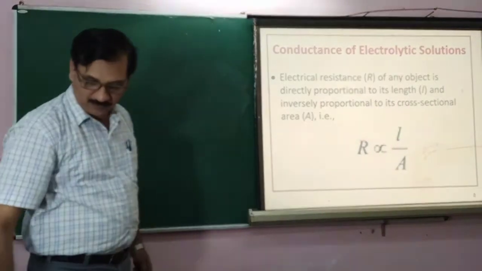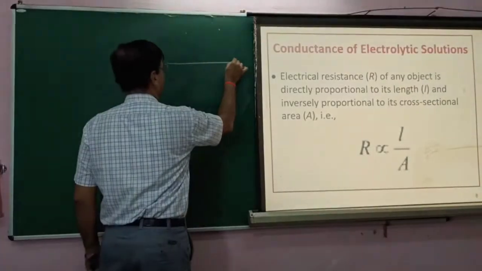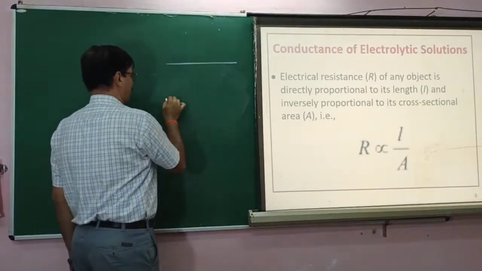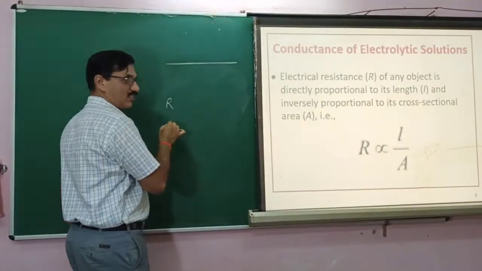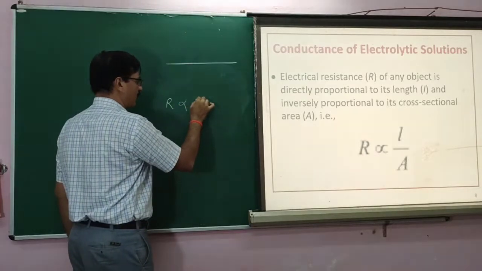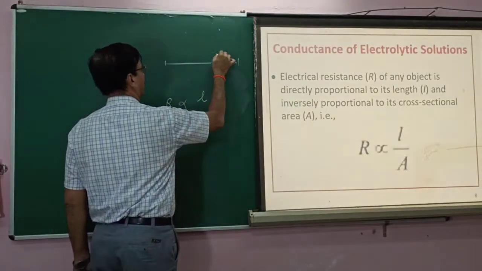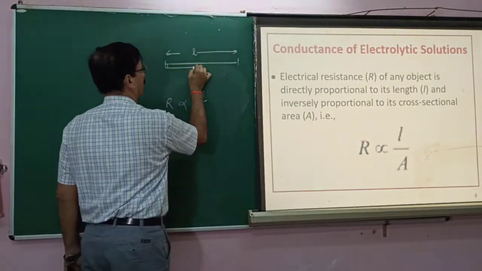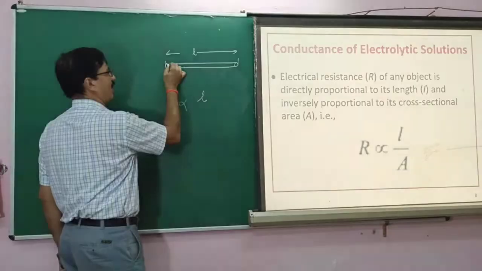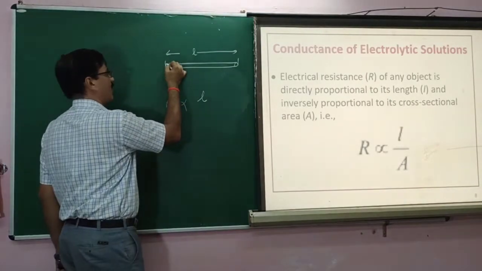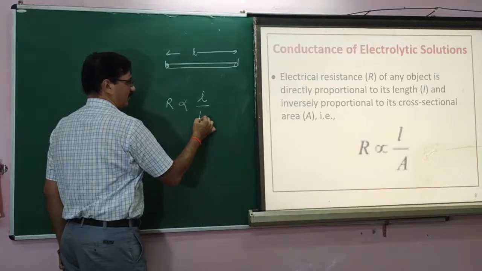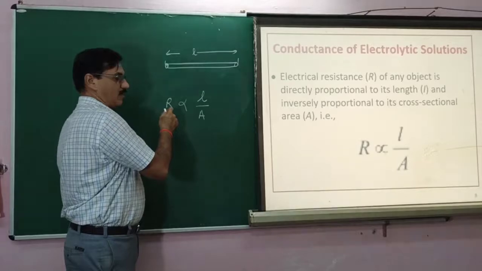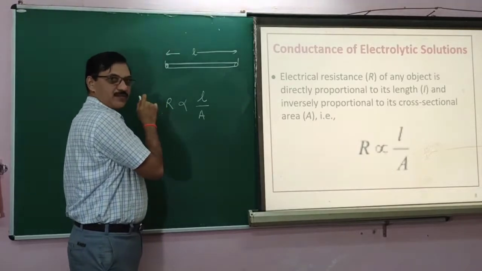We know that if a current is passed through a metallic conductor, then resistance R is directly proportional to the length of the wire. It also depends upon the area of cross section, and it is inversely proportional to the area of cross section. So this is the information we have.